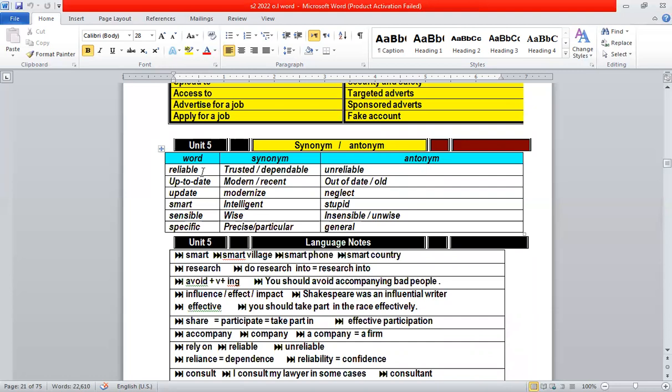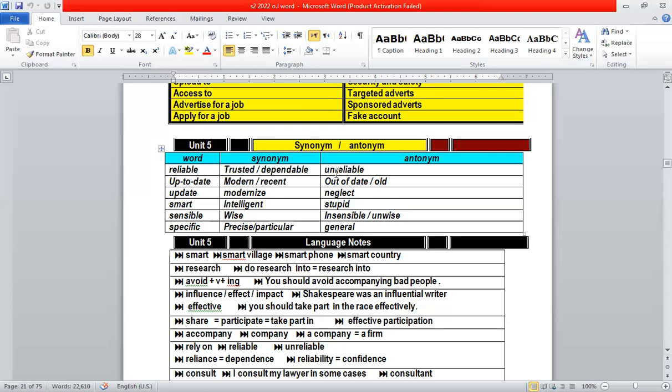Up to date, of course, means to be modern, to know recent news, to wear the recent fashion. So this is up to date. Update is modernized, to make something new or the latest thing people reached. Smart, of course, means intelligent. Sensible means wise. If someone is sensible, that means he is a wise person. Okay, so specific means particular, precise. So this is specific.